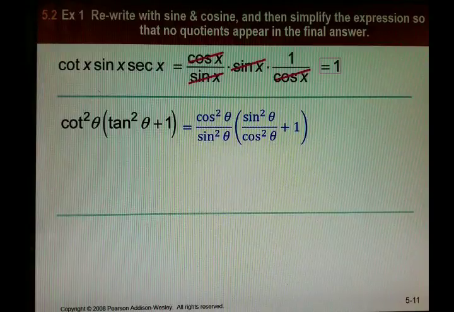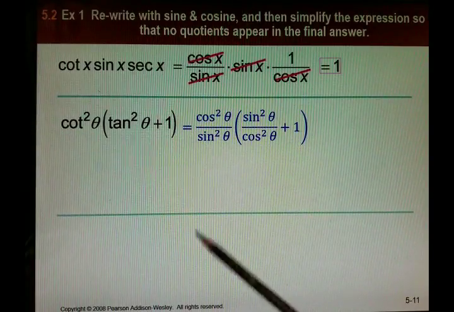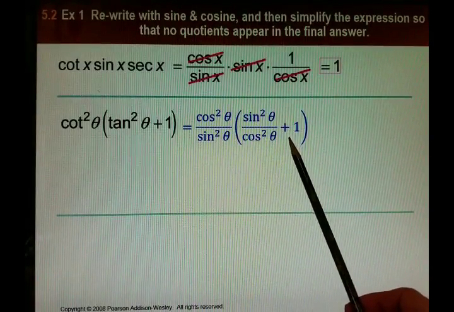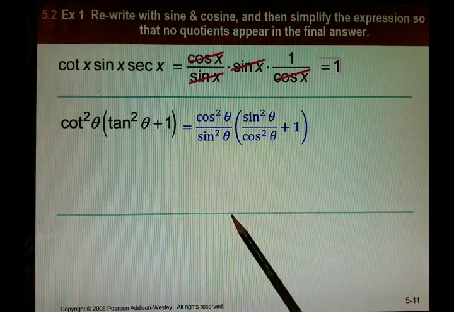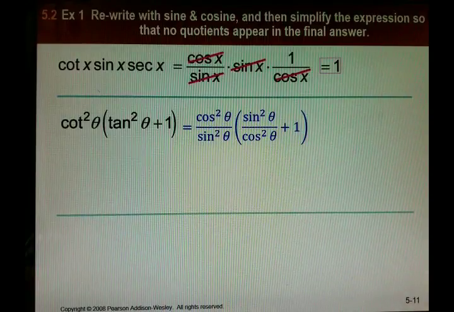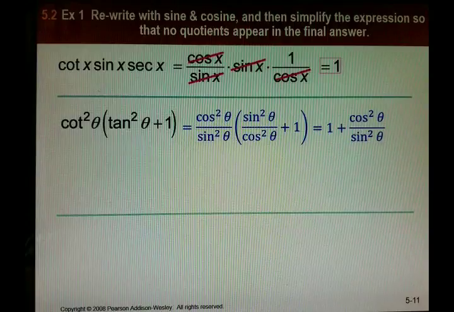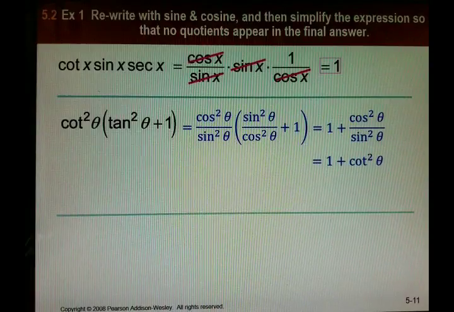Now we're going to distribute. We are going to take this fraction that's on the outside, and we are going to times it by this fraction here, and then we're going to multiply it by 1. We're going to distribute. So that fraction times the fraction on the inside would give me 1. Then cosine squared over sine squared times 1 would be cosine squared over sine squared. Now from here, we know cosine over sine would happen to be equal to cotangent. And since those are both squared, this would be a cotangent squared.